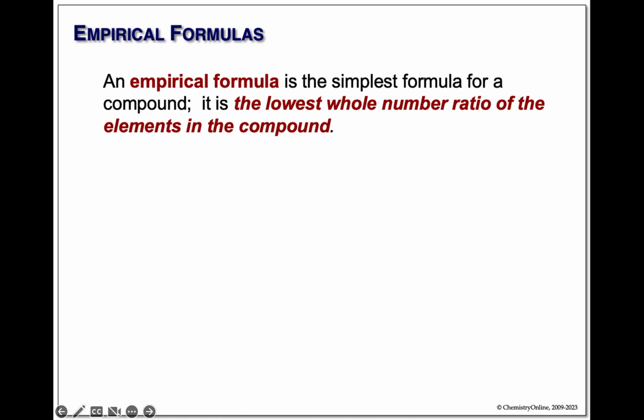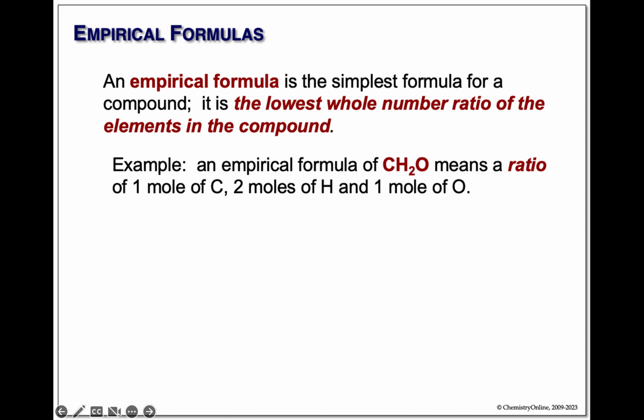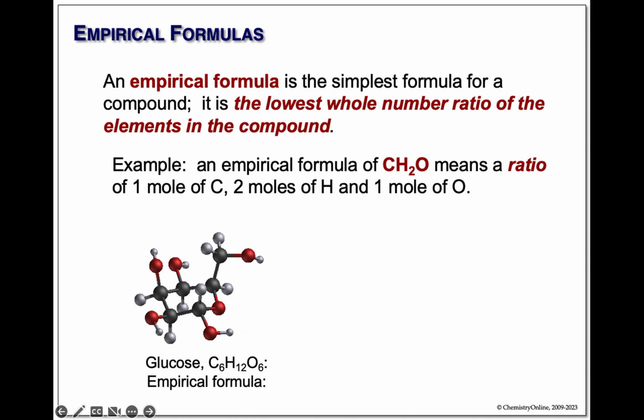Empirical formulas, we covered those back in Chapter 4. We said the empirical formula is the lowest whole number ratio of the elements in the compound. So basically it's the mole ratio. CH2O means a mole ratio of 1 carbon, 2 hydrogens, 1 oxygen. An example is the sugar glucose, C6H12O6. Now that's the molecular formula.